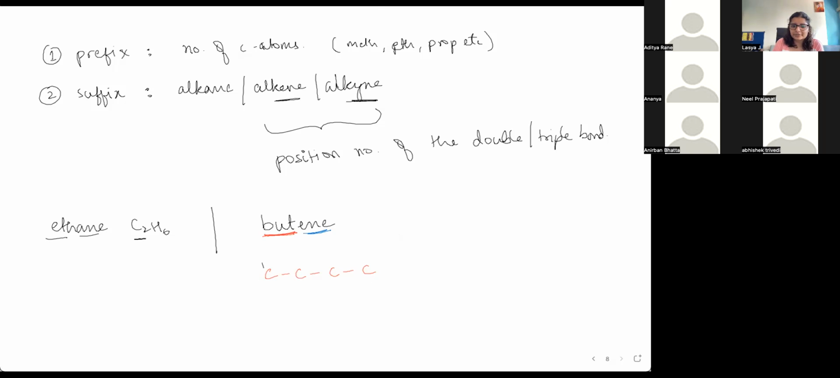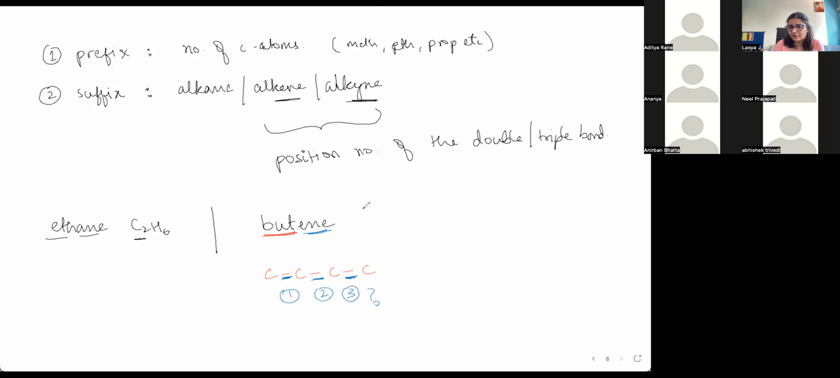Let's not fill in hydrogens again. Now, "ene" tells me that there is a double bond here. But where is the double bond? Is it over here? Or is it over here? Or is it over here? Position 1, position 2, or position 3? Where is it?